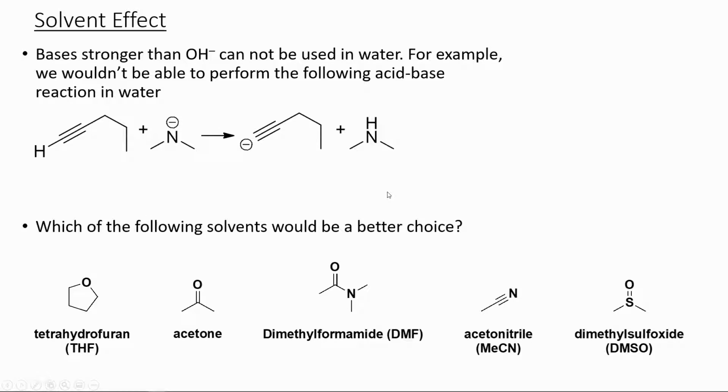We're going to have a variety of different solvents that we can use then. Bases stronger than OH- cannot be used in water. We would have to use a solvent that's going to be aprotic. Here are 5 examples of aprotic solvents. These solvents don't contain any acidic protons. This is tetrahydrofuran. There are no protons attached to electronegative atoms. And the same holds true for acetone, DMF, acetonitrile, and DMSO. These are solvents that we can use in the presence of a strong base.